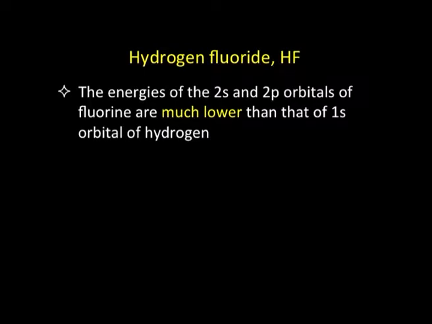In case of hydrogen fluoride, basically there are two atoms, one is hydrogen, one is fluorine. What we have to take note of here is that the energies of the 2s and 2p orbitals of fluorine are much lower than that of the 1s orbital of hydrogen. This is so because fluorine is highly electronegative.